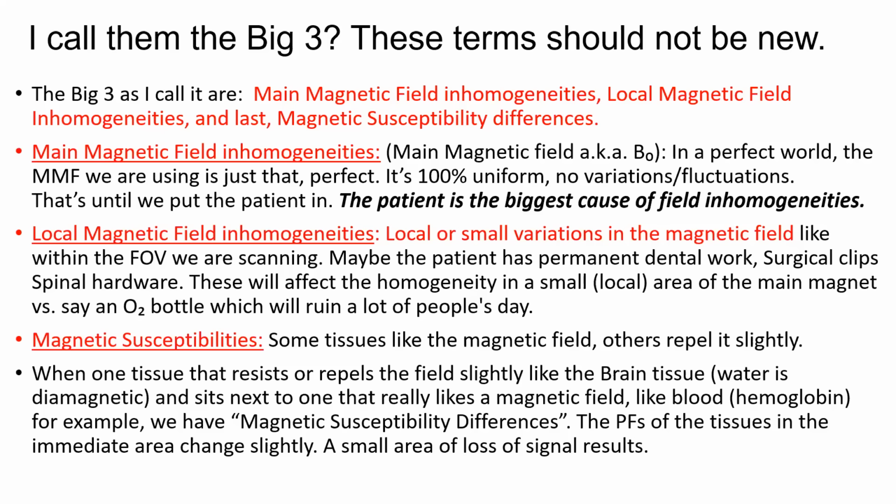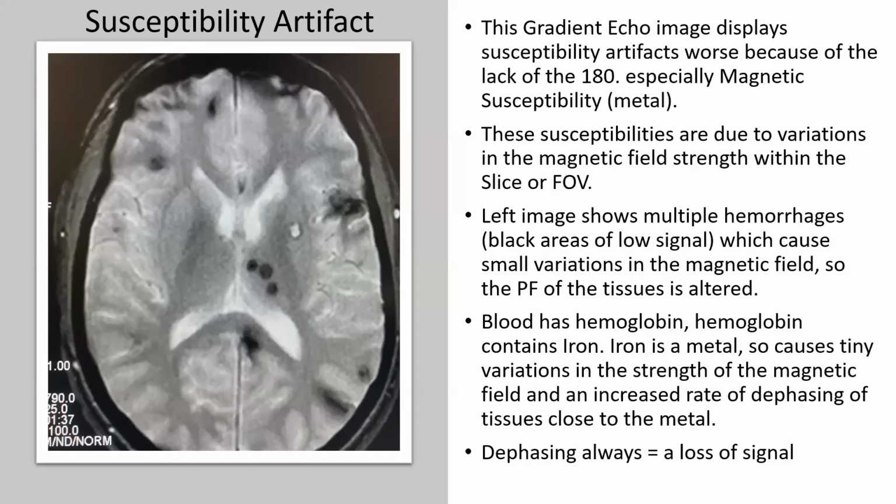So if you've got two tissues that are different in susceptibility, those are going to mess up the precessional frequencies right there, and you're going to get basically a little black hole, a small area of signal loss. Here's an example of a lady I did from the ER a ways back, and she was not having a good day.